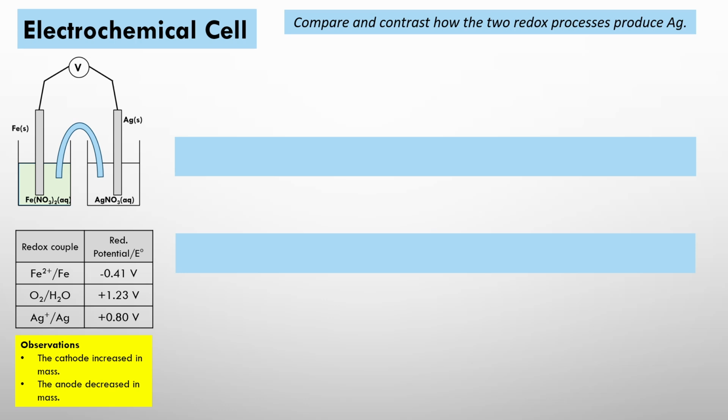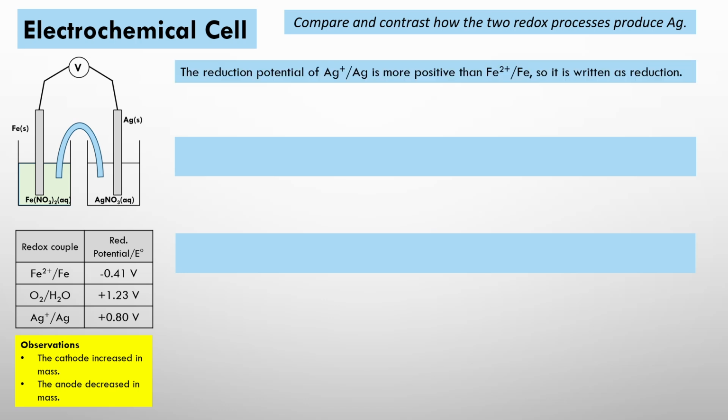So we only have the silver ion to silver metal, and the iron 2 plus to iron metal electropotentials to look at, and the silver one is the more positive one. So that's going to be the forwards reduction reaction that happens. It's going to go in the direction it's written. So let's just state that.